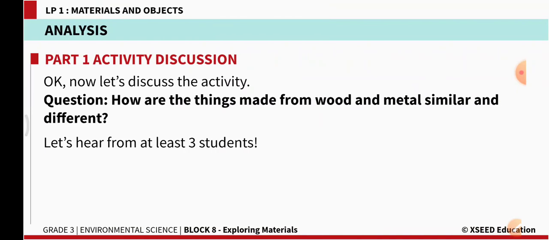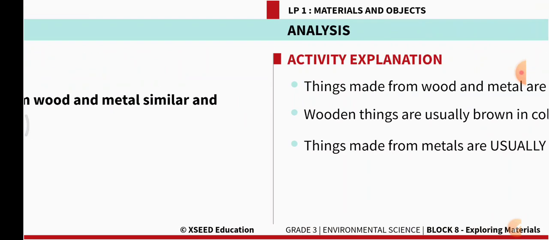Right? Now, how are the things made from wood and metal similar, and how are they different? See, we know that some things are made out of wood, like the doors, the window panes, the dining tables, and some things are also made with metal. So the benches, the crockery, meaning the plates and spoons, these are made with metal. Right? So how are they same? What are some things same between metal and wood, and what are some things different?